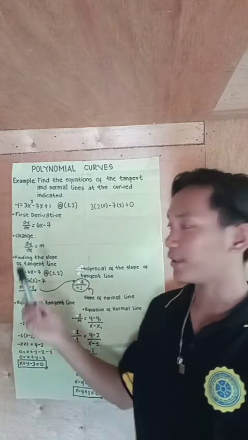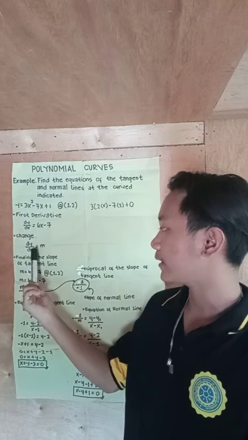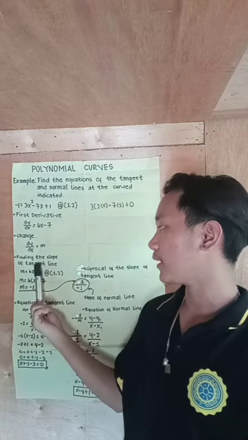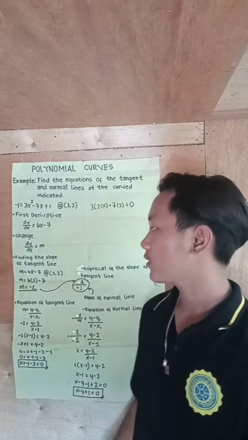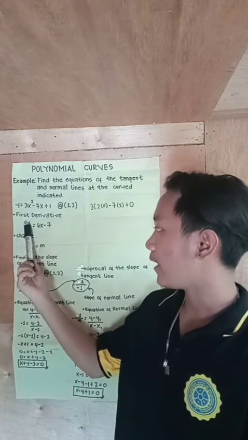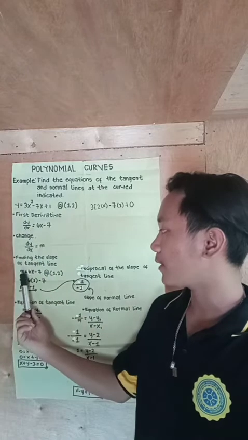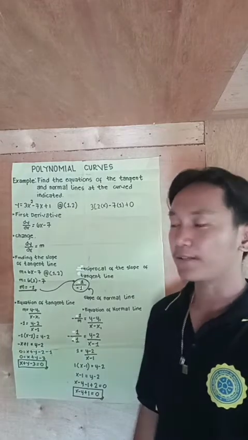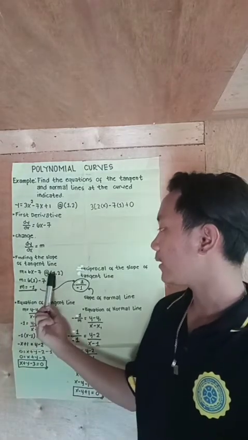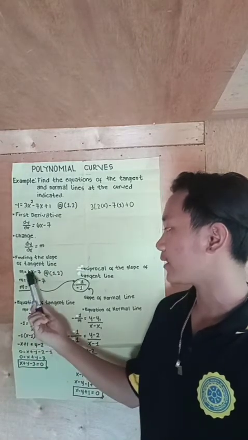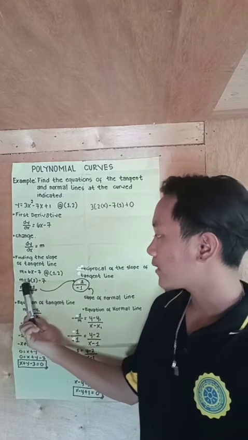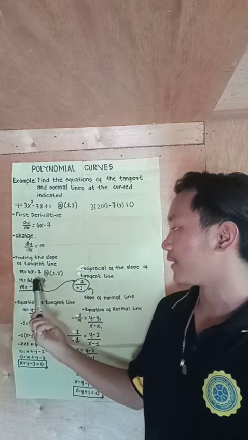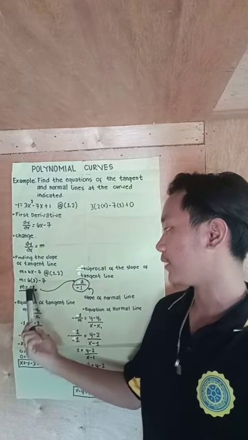Then need na to i-change ang dy over dx into m para mahimong slope, o para makita nato ang slope sa tangent line. So m equals to 6x minus 7 at points 1 and 2. And i-substitute nato ang 1 sa x, kay ang atong x is 1, then ang atong y is 2. So 6 times 1 minus 7, so 6 times 1 is 6 minus 7, so m equals negative 1.